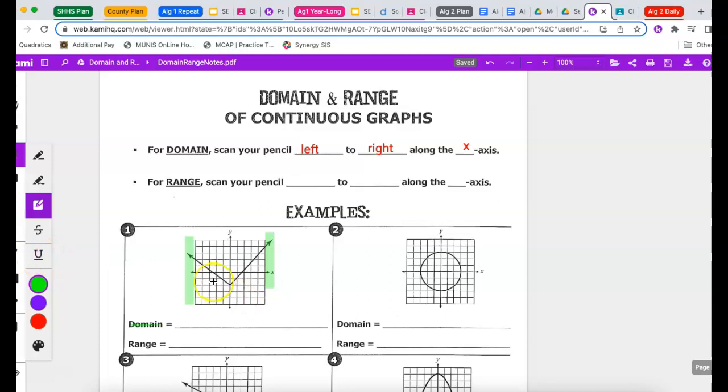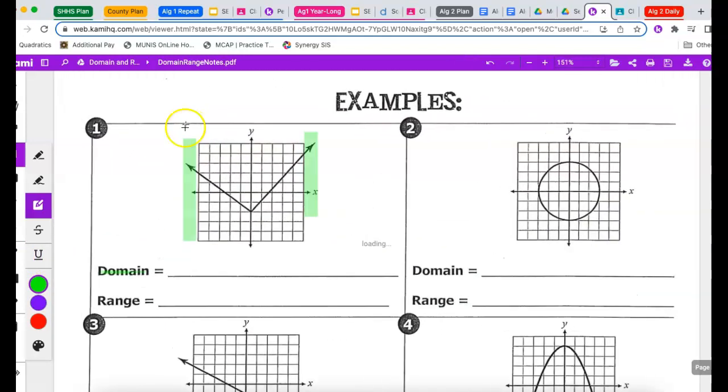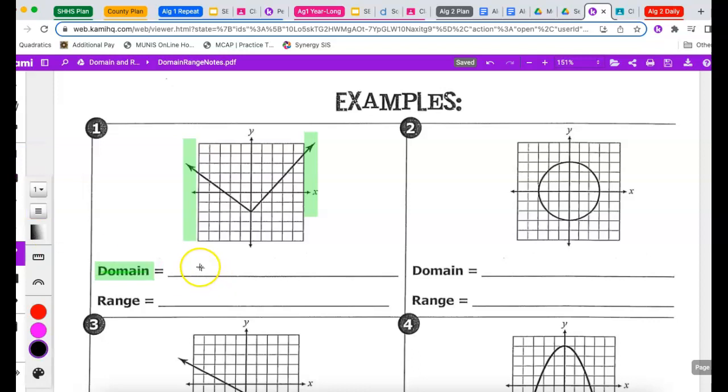So notice that all the way to the left we start on an arrow, which means x is the lowest number that it could possibly be, which is negative infinity. And then the right arrow is on an arrow. It's pointing to positive infinity. So our domain is from negative infinity to positive infinity, and we use parentheses whenever we write the domain.